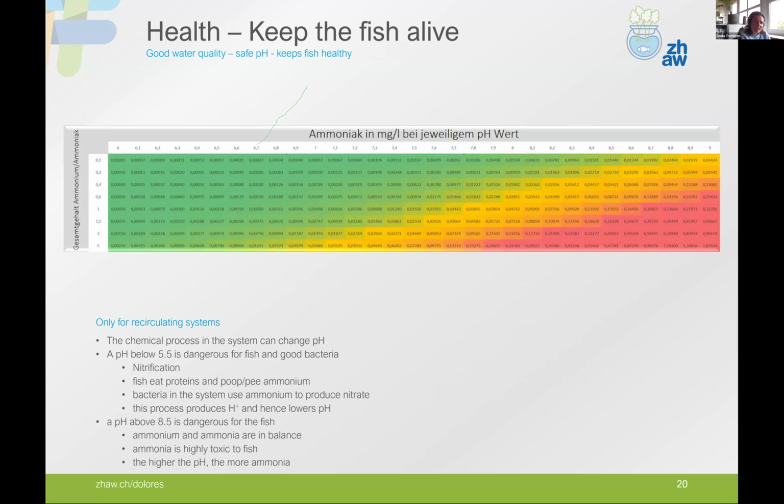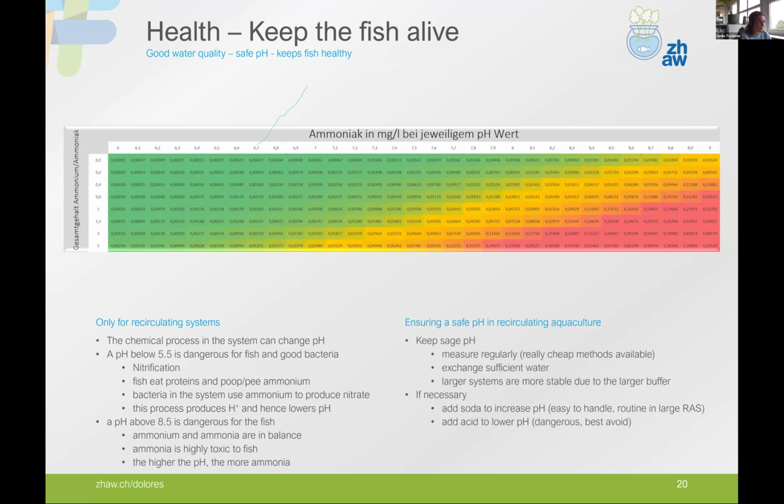The last parameter would be pH. There are processes in a recirculating system that lower the pH, which is nitrification. So if you have a functioning recirculating system, make sure that you keep an eye on the pH and keep increasing it a little bit so that it stays stable. I would stay above 5.5 and I would stay below 8.5 for all of it. Otherwise, things can become more toxic.